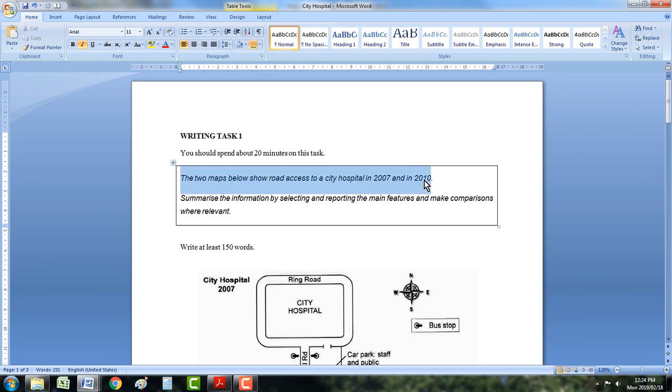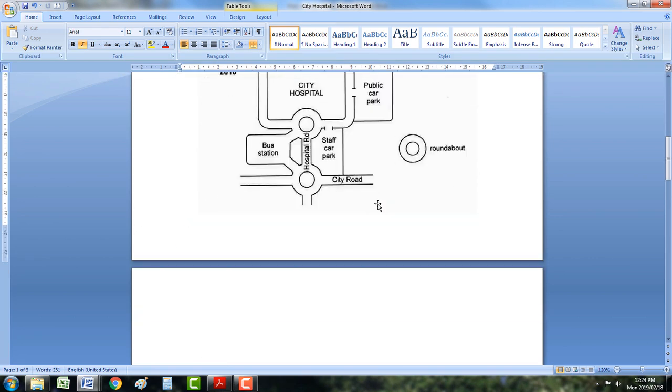Students try and paraphrase way too much. Just paraphrase a little bit. You're not getting marks here. The examiner's not going to give you marks for a crazy paraphrase. So I'm just going to say something like, I'll use a how something changed. It's quite a good way for maps. The two maps indicate how road access to a city hospital changed over a 7-year period from 2007 to 2010. So something like this, let me just type it.